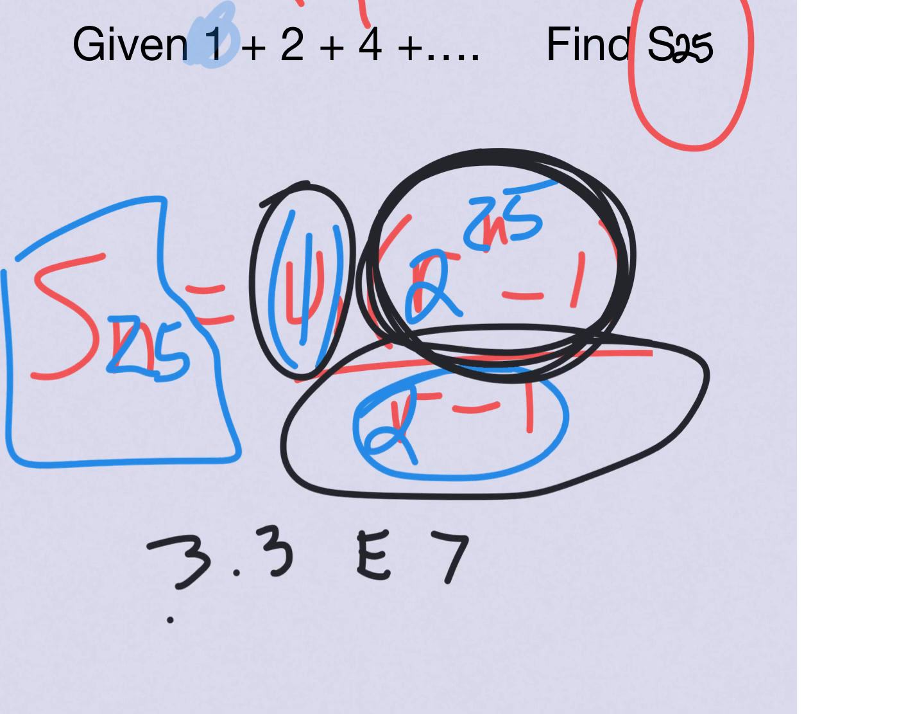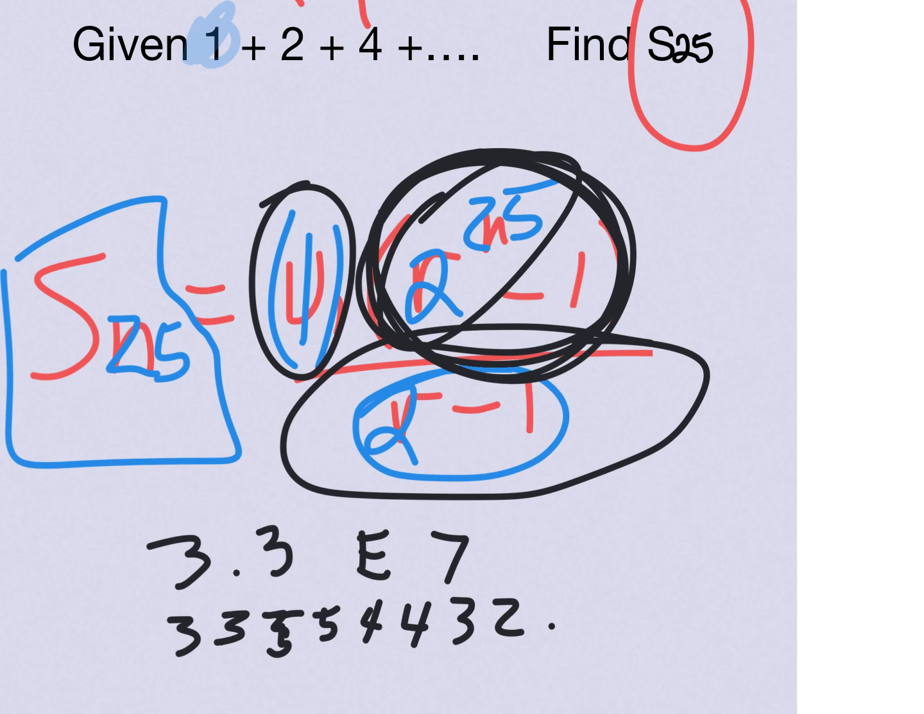Some of you will write it all the way out, but this is what it should be. You take your 3.3 and you move the decimal over 7 spots. 3, 3, 5, 5, 4, 4, 3, 2. Period. Now I got to take away 1. That was just the 2 to the 25th. So if I take away 1, I just take 1 off of this. So it ends with a 1. I'm going to put some commas in. Rewrite my 5 that got really wonky.